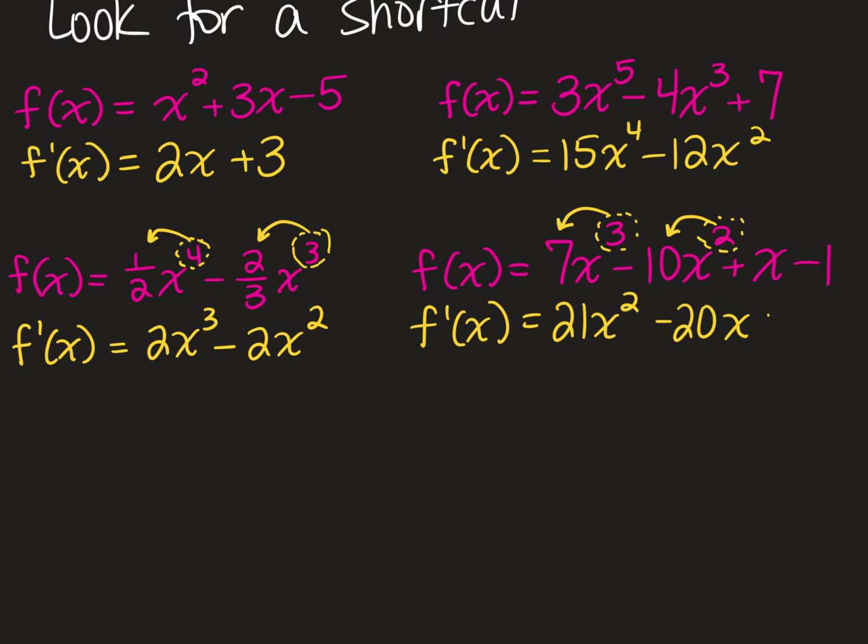Plus 1. Perfect. Now I want to point something out because I wasn't writing this piece of it, but for each of the constant terms. So in that first one, that minus 5, I would have written plus 0. For the 7, I would have written plus 0. For the minus 1, the derivative is 0. I don't have to write that, so I didn't, but that's why you're not seeing anything for that piece of it. So let's try one more.